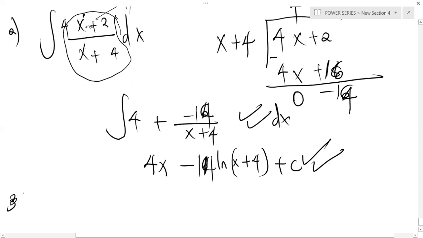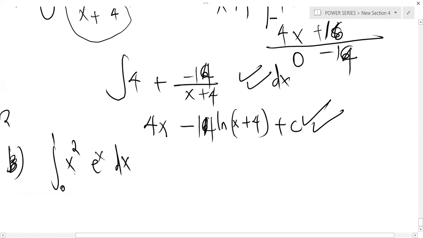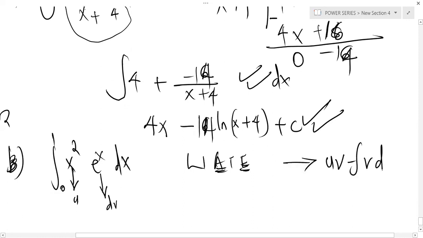The next question, it's actually number 2 still, but B. It says integral from 0 to 1 of x squared exponential x dx. So let this one be your u, let this one be your dv. We have already checked using Liate. We have algebraic and exponential, so the order is fine. The formula is uv minus integral of v du.